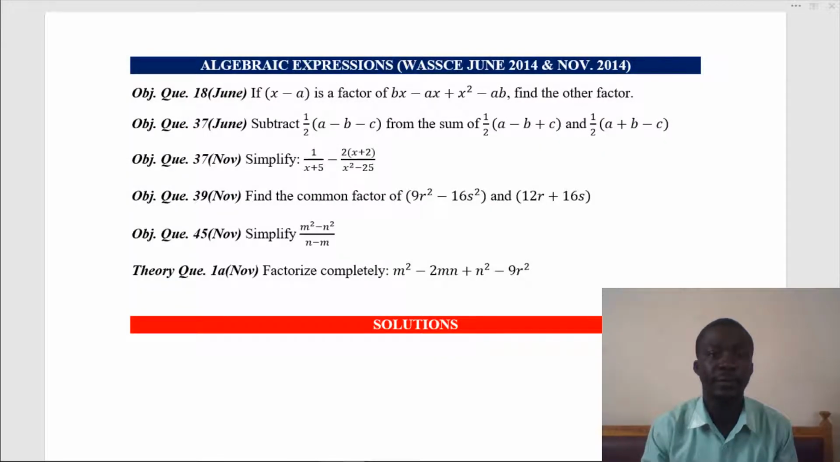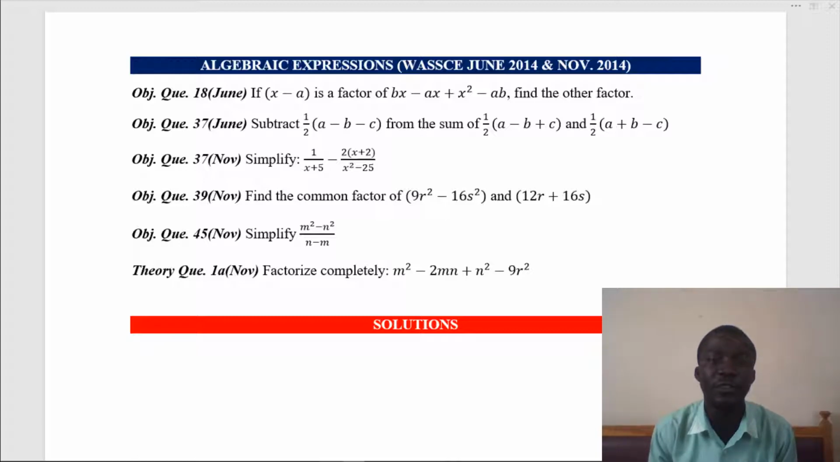Hello everyone. In this tutorial we are going to solve the algebraic expressions questions in our WASSCE June 2014 and November 2014. Objective question 18 June. If x minus a is a factor of bx minus ax plus x squared minus ab, find the other factor.